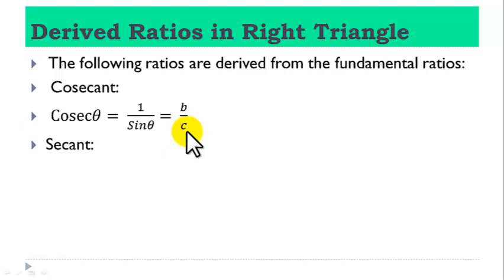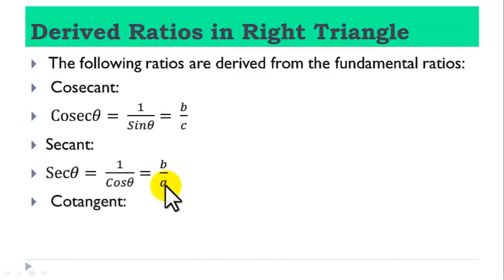Secant is abbreviated as sec theta, which is defined as 1 all over cos theta, and that is equal to hypotenuse all over the adjacent. Then cotangent is abbreviated as cot theta, and it is defined as 1 all over tan theta, which is equal to adjacent all over opposite.